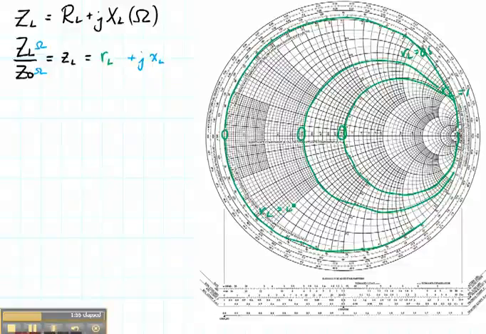Now there's another hint on the Smith chart that tells us what we're reading. Right there, it says it's the resistive component, R divided by Z naught. So that was this divided by Z naught. That's what we're plotting in the green circles.